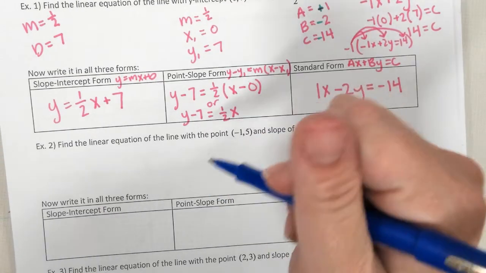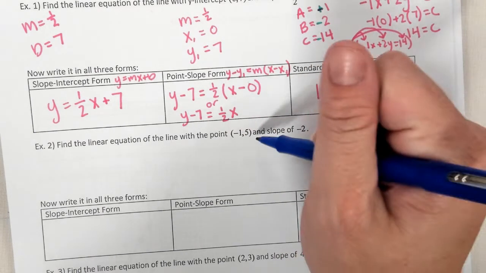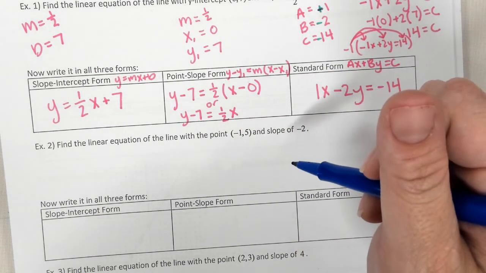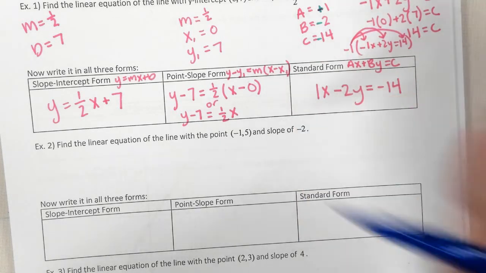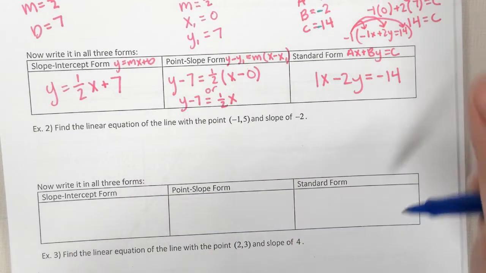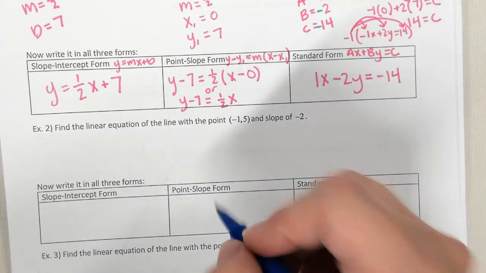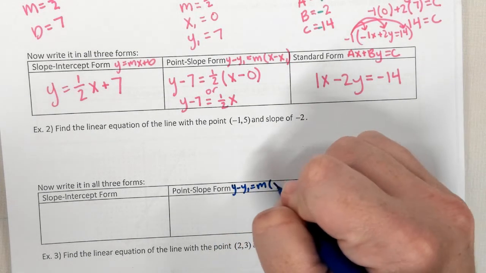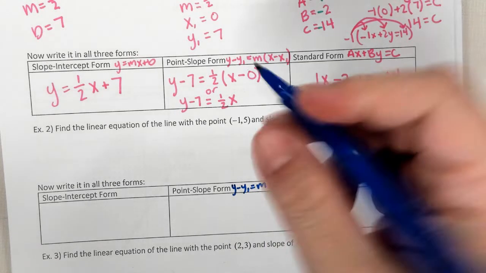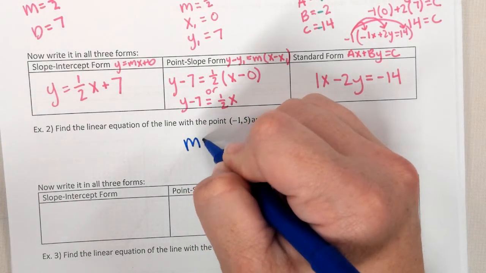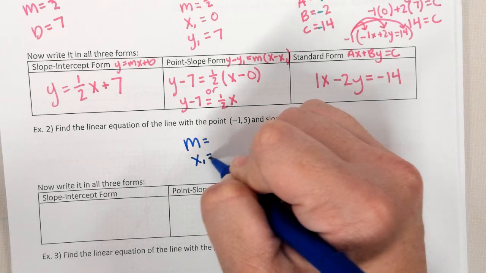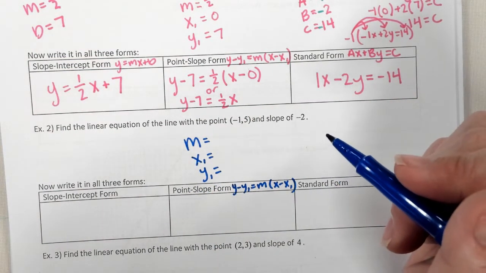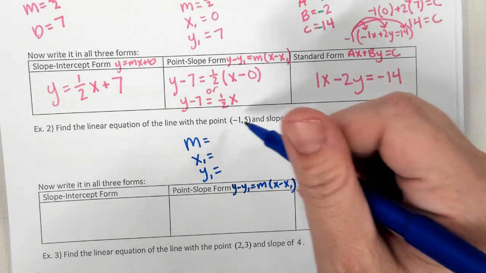It says find the linear equation with this point, negative 1, 5, and slope negative 2. I want you to realize that's not my y-intercept. I only know my slope and a random point. So which one is going to be the easiest to plug in right away? Point slope. So my y minus y1 equals m, x minus x1. Why wouldn't 5 be the intercept? Because your y-intercept is where x equals 0. So x is not 0 here.